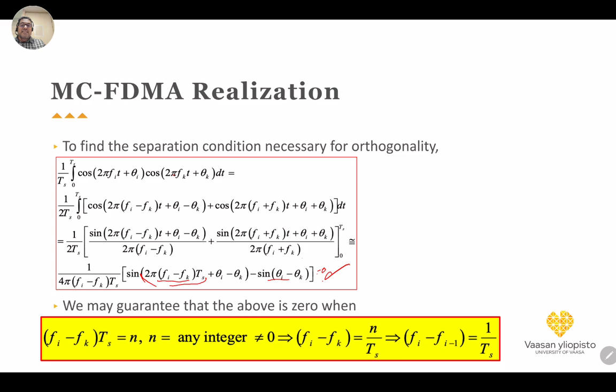So this will be the same as theta i minus theta k, in case that fi minus fk, as it is shown here, is the same as 1 over Ts. This is the minimum. Actually, it can be more, of course. It can be 2 over Ts or 3 over Ts, but of course, I am looking for the minimum space in frequency in order to keep those orthogonal.